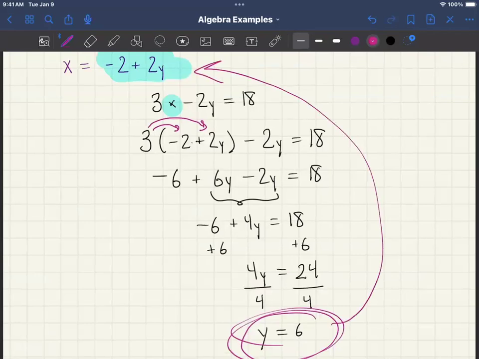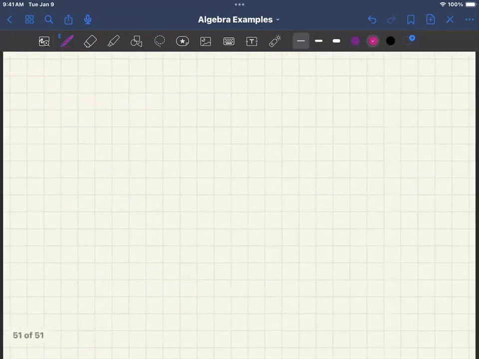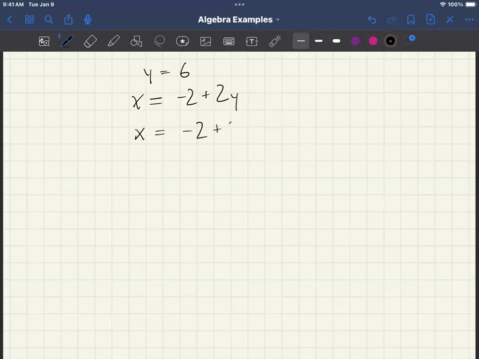I'm going to do this on the next page. So we end up with x is equal to -2 plus 2y, and we know our y is equal to 6. So we can substitute that in there. This gives us -2 plus 12, which gives us 10. So our solution is x is equal to 10, y is equal to 6.